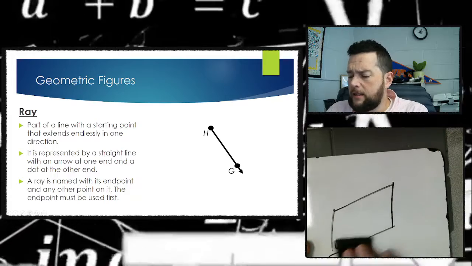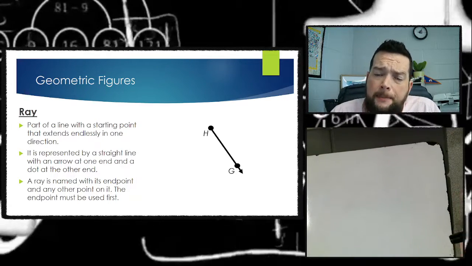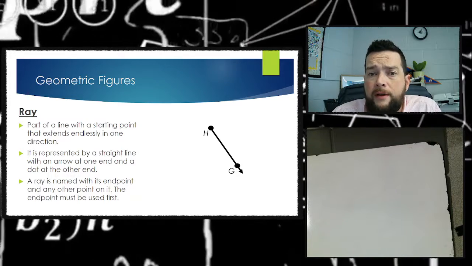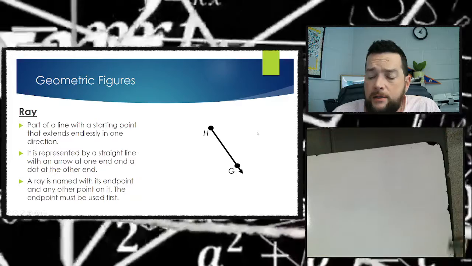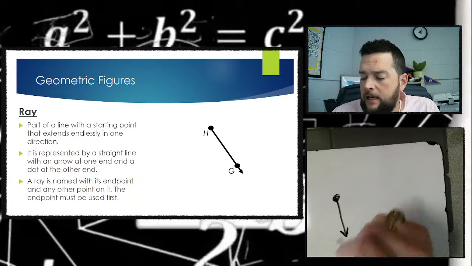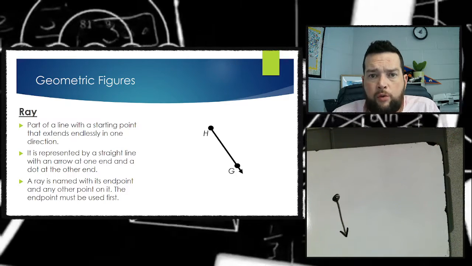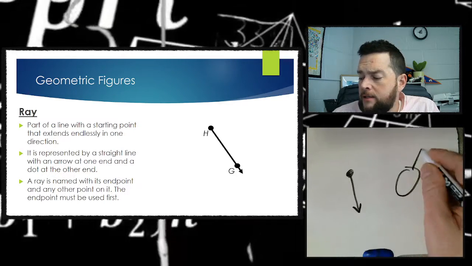All right, let's move on to a ray. A ray is kind of like a line, except that it stops at one end and it goes on forever at the other end. All right. So it's part of a line with a starting point. So it does have a starting point, and then it extends endlessly in one direction. That's a ray. All right. And a great example of a ray is the sun.